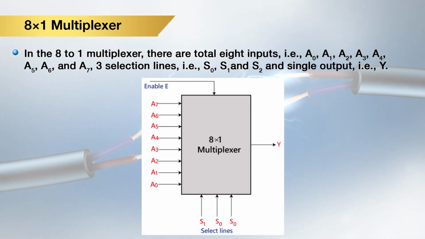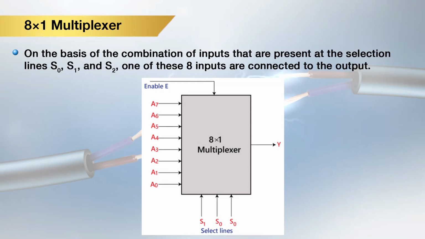So, for 8 input combinations, we will require 3 selection lines, that is S0, S1, S2. For a multiplexer there could be n number of inputs, but there will be only one single output. Let us say our single output is represented as Y. On the basis of the combination of inputs present at the selection lines S0, S1 and S2, one of these 8 inputs is connected to the output.